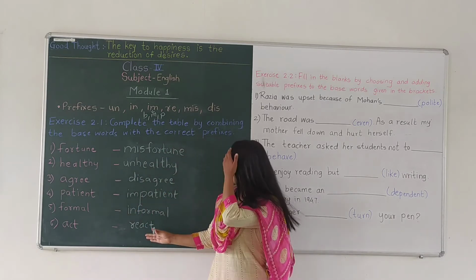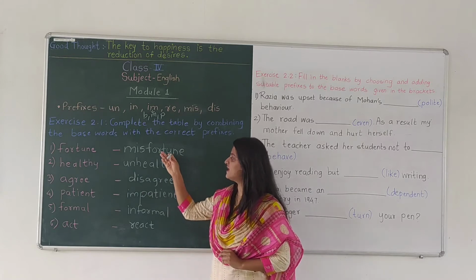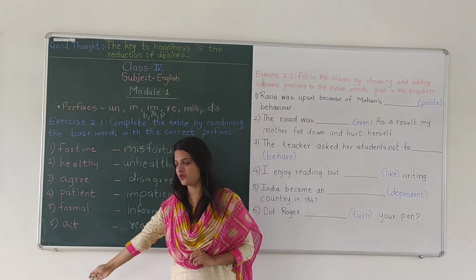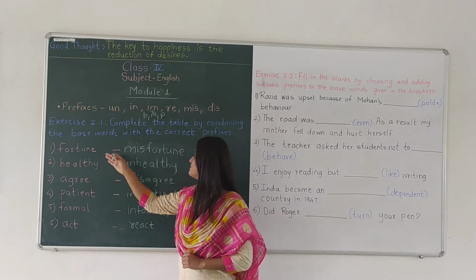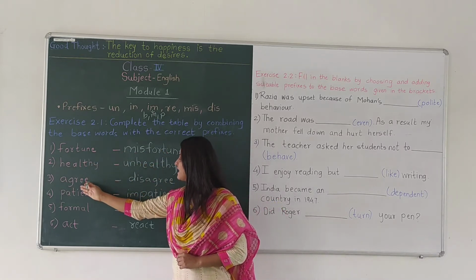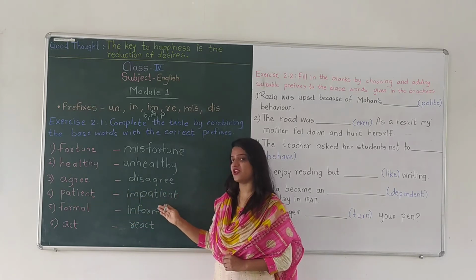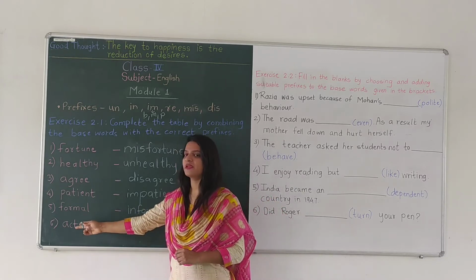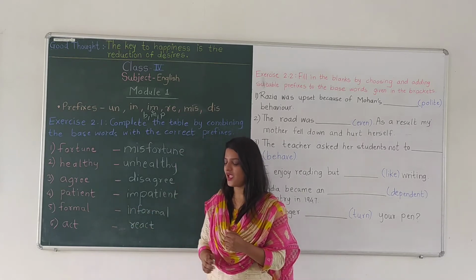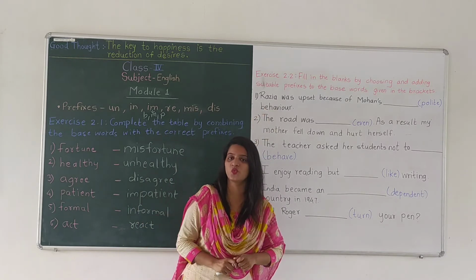What can we write? React. So here are the prefixes that I have added to the given root word. Fortune becomes misfortune, healthy becomes unhealthy, agree becomes disagree, patient becomes impatient, formal becomes informal, and act becomes react. Okay. Now let us move towards exercise 2.2.